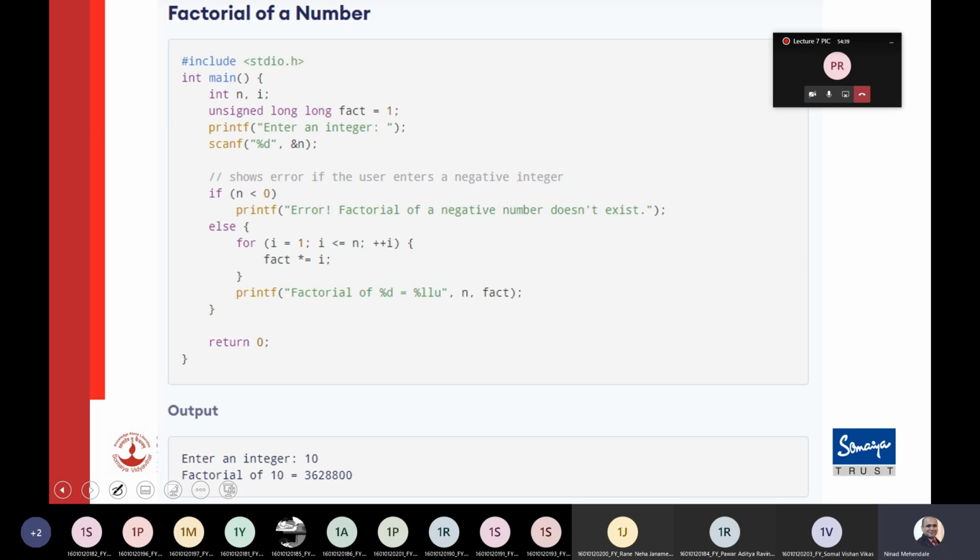So let's understand the factorial program, and then I will ask you to write it on your own. First stdio.h, then main, then you start with fact equal to 1. Then ask the user to enter an integer. If he enters a negative number, just say error, factorial of a negative number does not exist. Else, for i equal to 1 up to n, just keep on multiplying. And then finally, print factorial of %d is %llu.